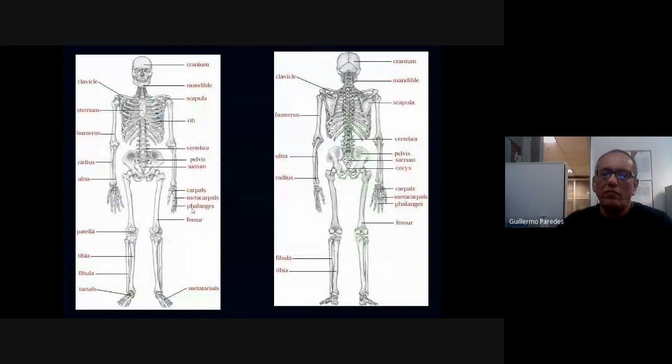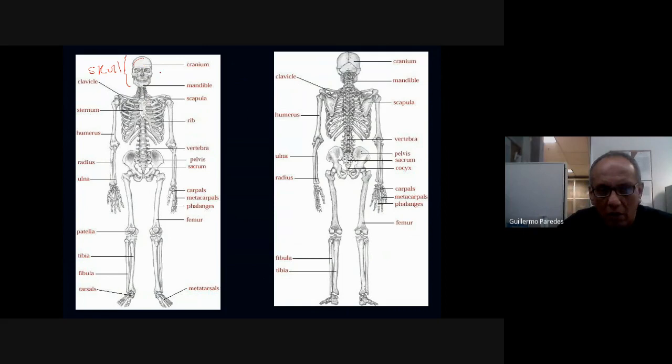Let's talk about the main bones of the body. All right, so we have the cranium. This is the cranium. All this is the cranium. Don't get confused, because all this is going to be called the skull.